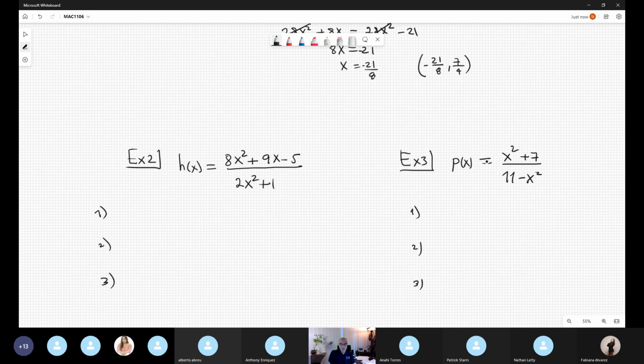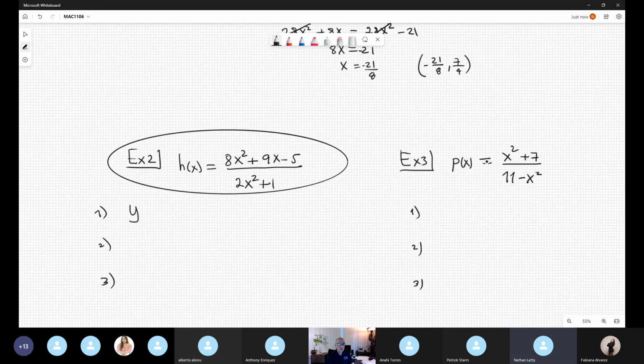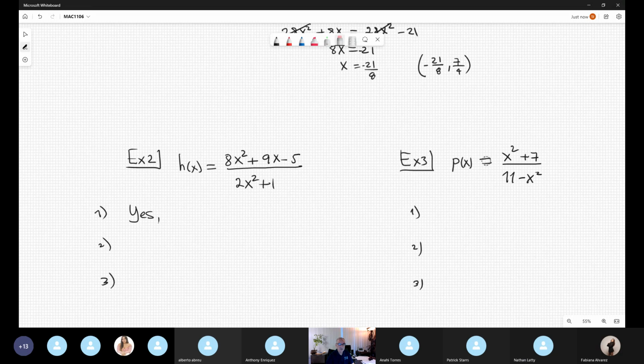In each example, we have the 3 points. In the first part, the number 1 point is just answer, yes or no. In example 2, we focus on number 2. Help me. Yes. Why? Because the degree equals 2. What is the reason? Equals 4. Equal what? Equal 4. Okay, yes.